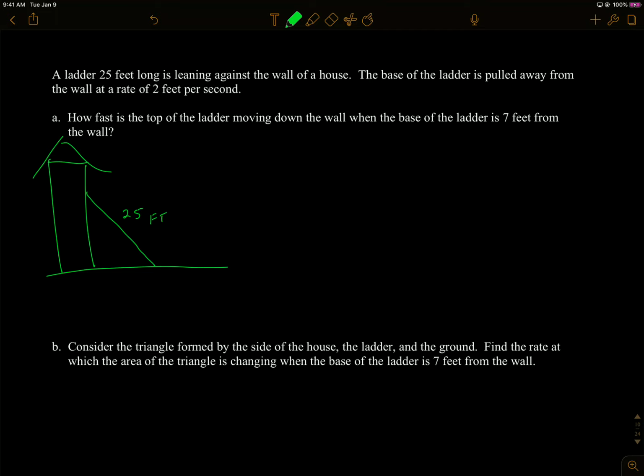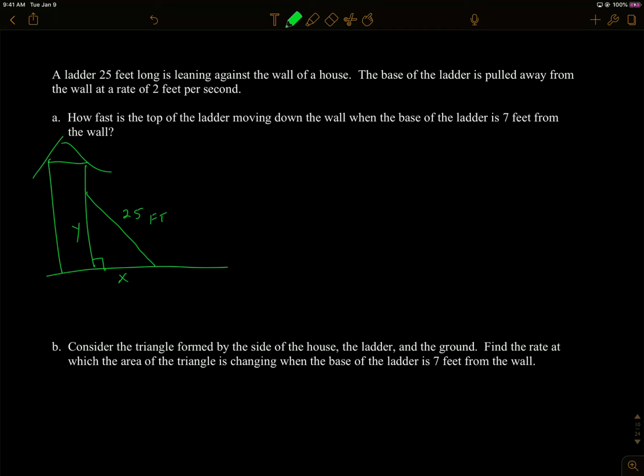This distance, the height, that will be changing. So I'll call that Y. This is a right angle. This distance X, the distance of the base of the ladder from the wall, is also going to be changing. So I'm going to call that a variable X.